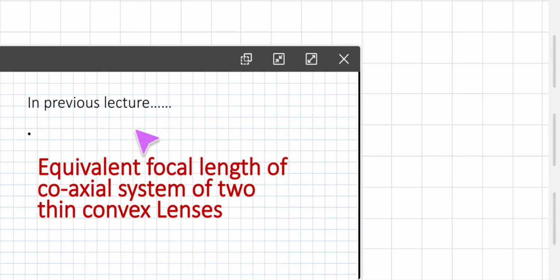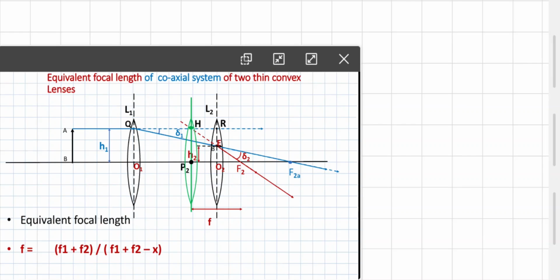In the previous lecture we studied the equivalent focal length of a coaxial system of two thin convex lenses. Instead of using a single convex lens, we saw the combination of two convex lenses, L1 and L2, and we obtained a relation for the equivalent focal length, f equal to f1 times f2 divided by f1 plus f2 minus x, where f1 and f2 are the focal lengths of lens 1 and lens 2.